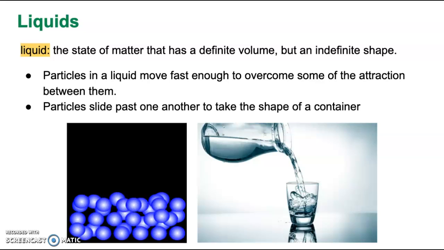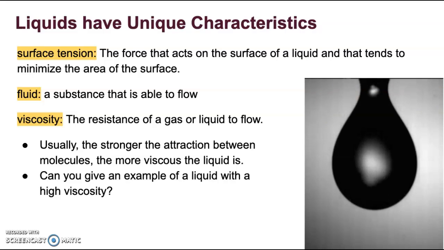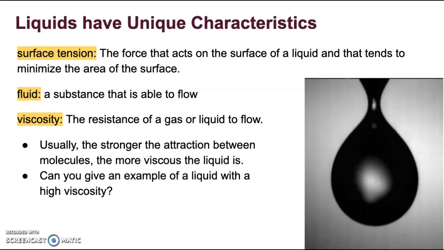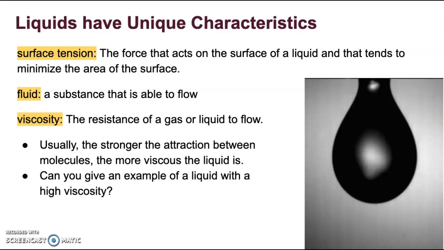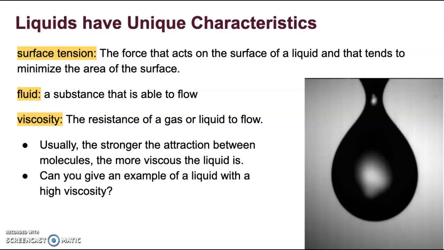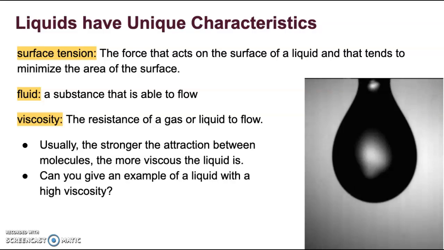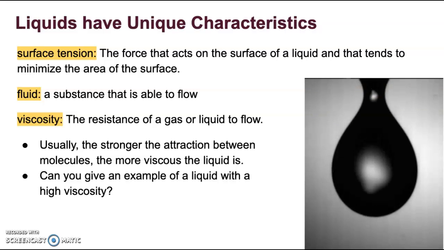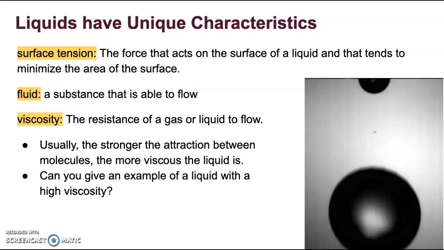Liquids have a couple of unique characteristics. Some of these you might have highlighted as being characteristic properties in your Chapter 1 learning portfolio. One of those characteristics of the liquid is surface tension. This is a force that acts on the surface of a liquid and tends to keep it in the most minimal amount of surface area possible.